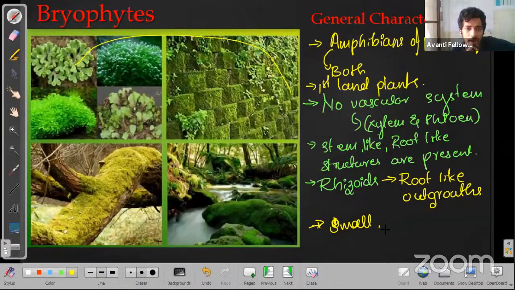If it doesn't have a vascular system, then how do we transport water and minerals? I will answer that, Anusha. Dorsoventral, Chandan, you are trying to say. It is small compared to pteridophytes or angiosperms, all of them. So these are actually very small in nature. But remember, guys, even though these are small, these are autotrophic in nature. I will explain that also.